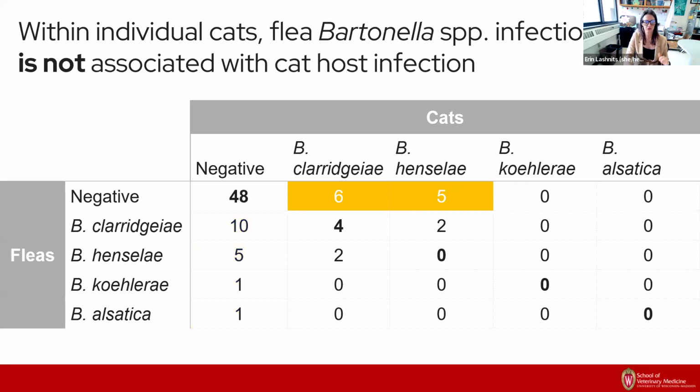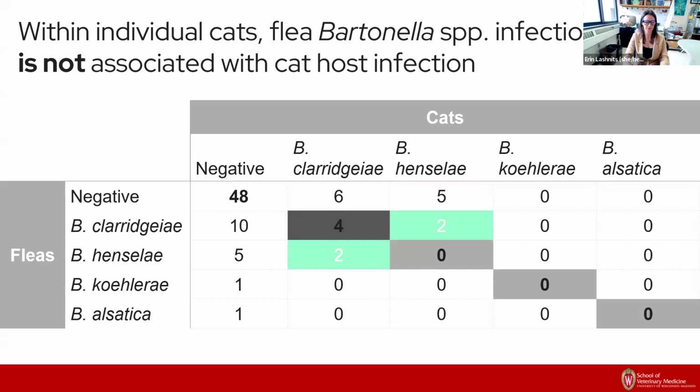The opposite was also true, where we found some fleas that were negative for Bartonellas that were feeding on cats that were positive. So it may be that the blood meal hadn't transmitted yet. It may be just that there's low level bacteremia, and whatever blood that flea had taken up didn't happen to have the Bartonella in it at that time. But we found both cats with Bartonella clarridgeiae and Bartonella henselae that had negative fleas on them.